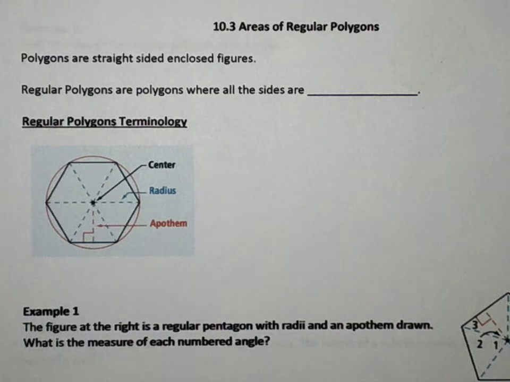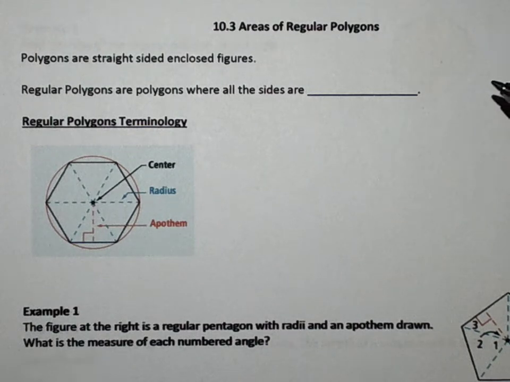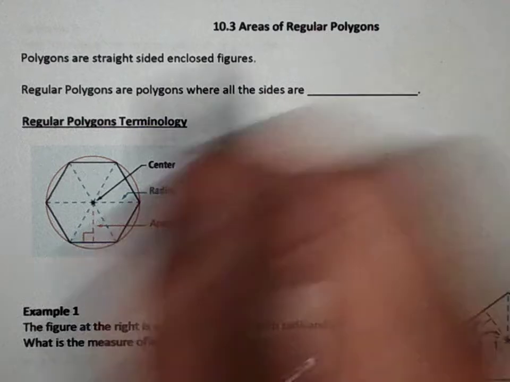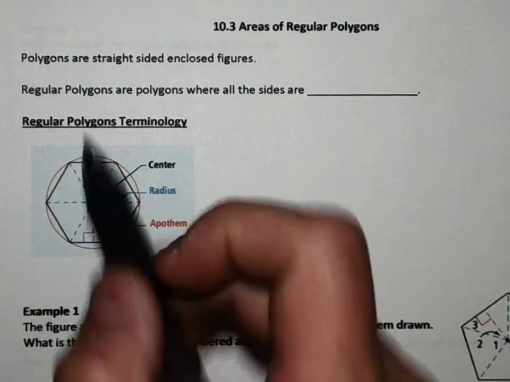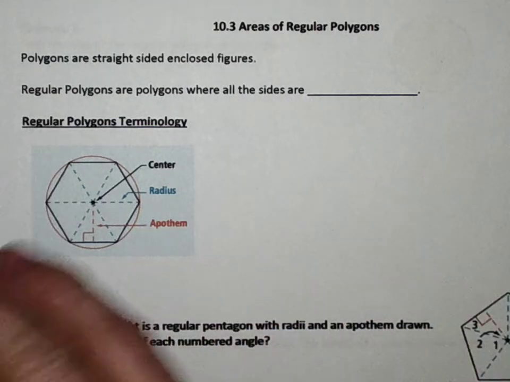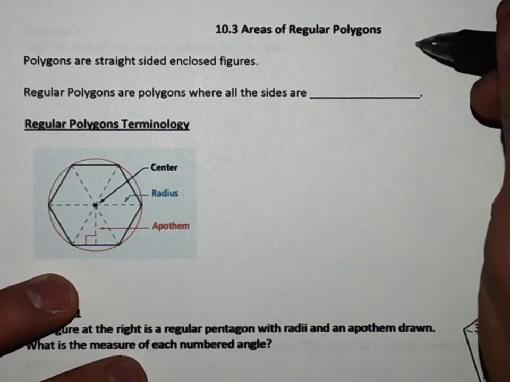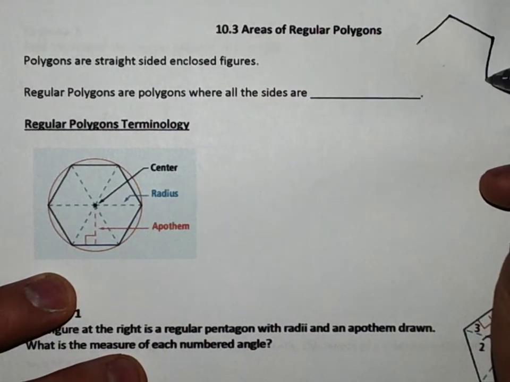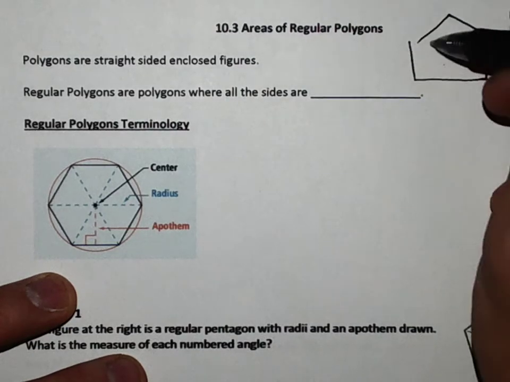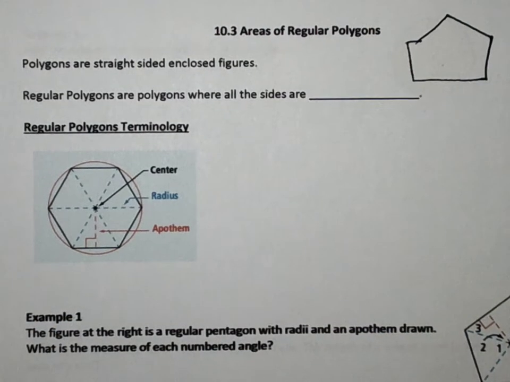But 10.3. Areas of regular polygons. Big idea here. The word regular. When you're talking about a polygon, it is a straight-sided enclosed figure. Any object that has straight sides and it closes in on itself. Like if I just drew this weird wonky thing here, boom, there you go. It has straight sides and it closes on itself. That is called a polygon.